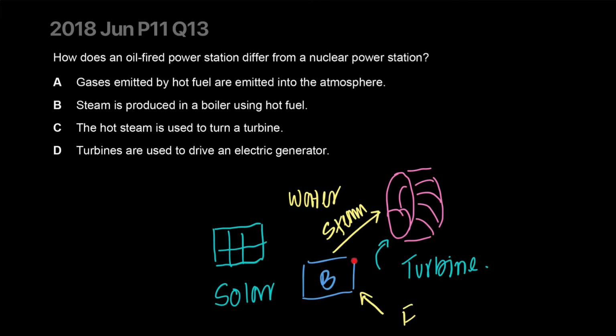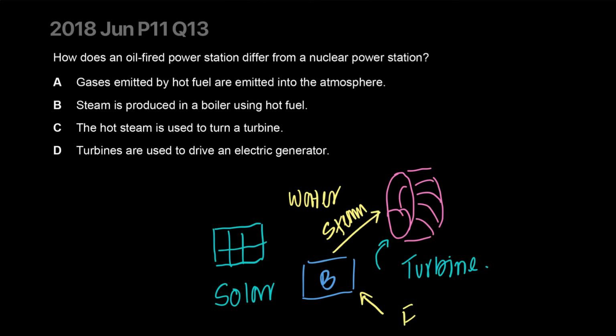Now, their boiler design might change a bit depending on how to cater to the different types of fuels, but more or less they're kind of similar, right? The principle is the same, right? So gases are emitted by hot fuels into the atmosphere. That's one thing that's different from a nuclear power plant, because a nuclear power plant is consuming uranium, right? And gases aren't produced, but other things are produced, but not gases.